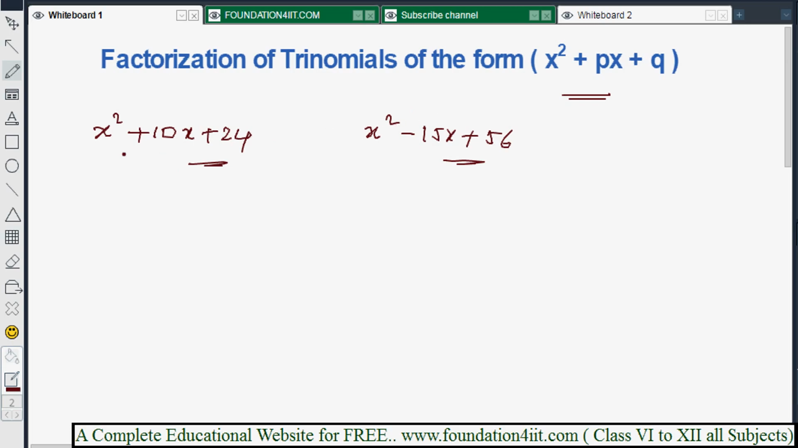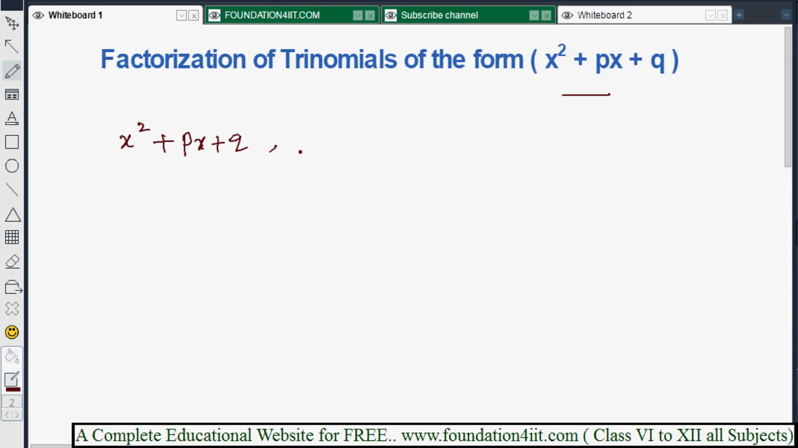So how to factorize? Like this, I'll explain trinomials now. First you must know the method of how we are going to solve all this. You should not learn it by heart; we need to find the method first. To factorize a trinomial of the form x square plus px plus q, we need to find two numbers, say a and b. The condition is that the two numbers a, b, if I add, I should get the p.